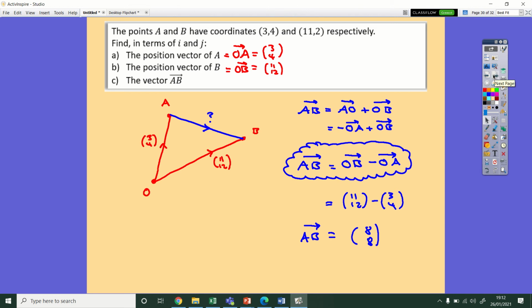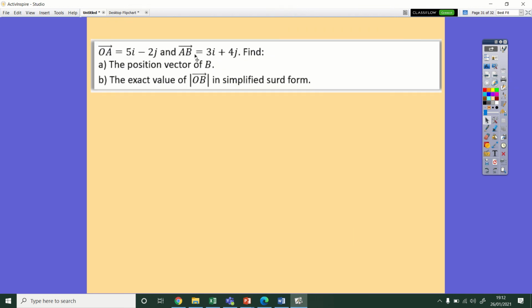Okay, next up. So now we've got vectors written in component form. We've got them in i and j notation. This one is O to A, 5i minus 2j. This one's A to B, that's 3i and 4j. And we want the position vector of B. And again, if you're confident looking at what you've got in the question and working it out, then you can do that. But I'm going to do a sketch just in case you're not sure.